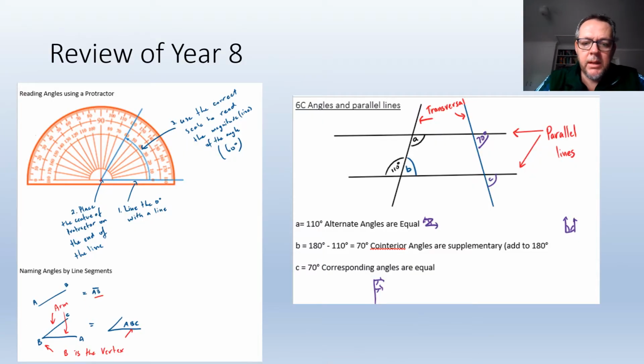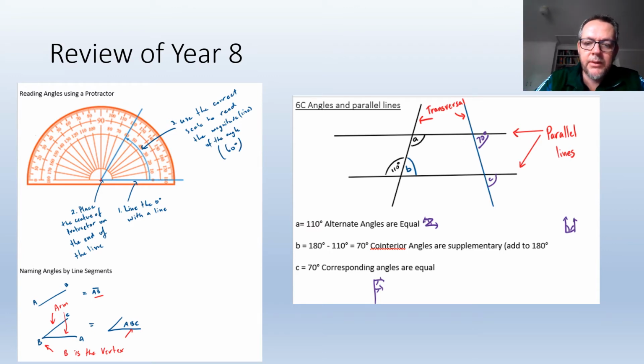In Year 8 we looked at angles, and first of all we looked at the accurate use of a protractor to measure and to construct angles. We also looked at naming angles by line segments, noting that an angle has two line rays and they joined at a vertex. So here's our vertex here, and we name that vertex in the middle of the two line rays. Then we had a look at a few different rules.